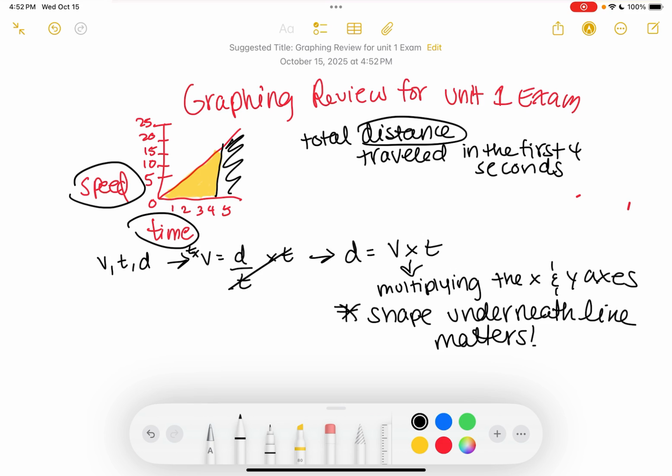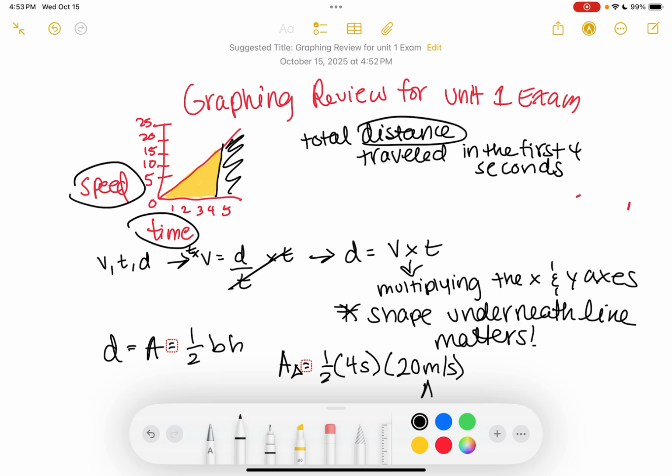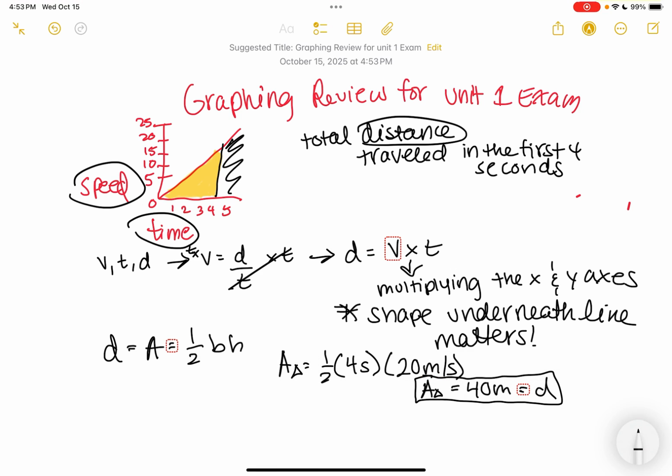What I mean by that is, in this case, our distance is going to be equivalent to our area. And in this case, we have a triangle, so we have 1/2 base times height. When we substitute, the area of our triangle will be 1/2, the base is going to be 4 seconds, and the height will be 20 meters per second. So your area of the triangle will equal 40 meters, which is really the displacement, the distance of this object for the first 4 seconds. That's a really important theme.